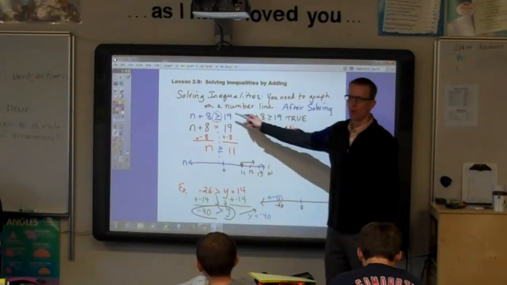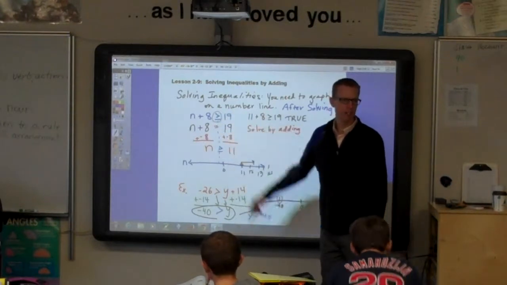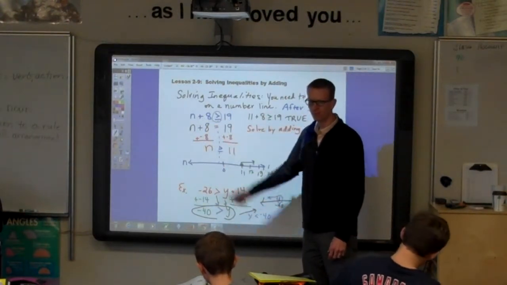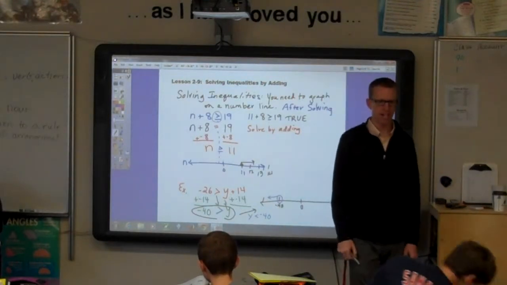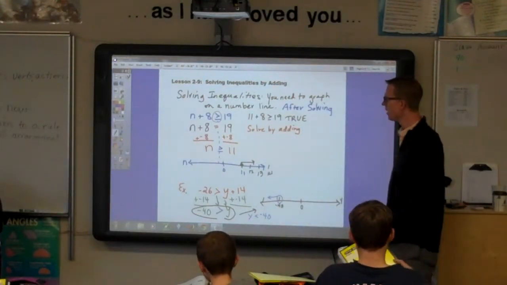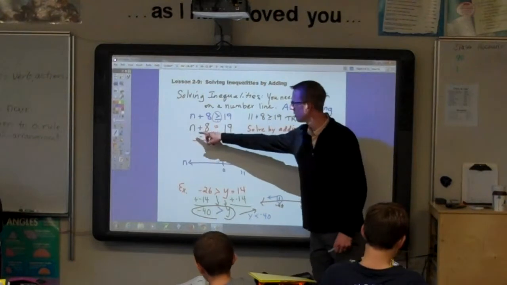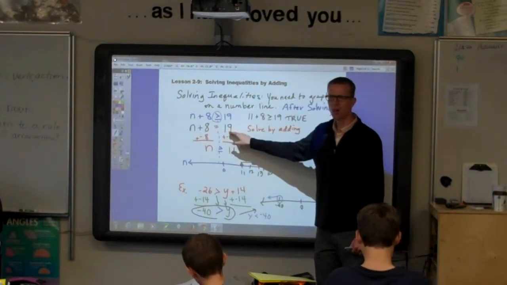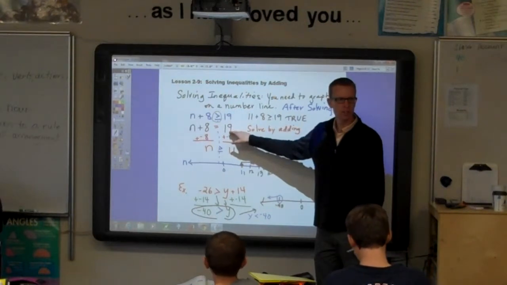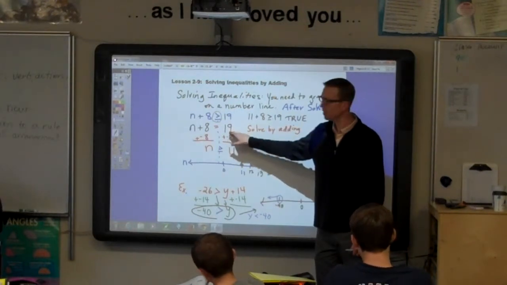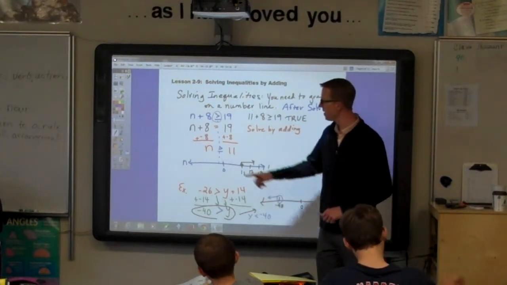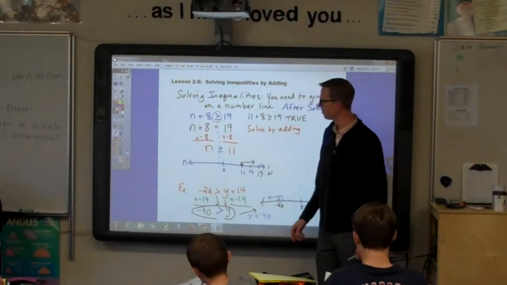Now, we've spent the last few lessons learning how to solve equations. This is an addition equation, so we can solve it by adding. And if you looked at it this way, n plus 8 equals 19, all of you would know what to do, right? We know how to solve that. You'd add negative 8 to both sides.